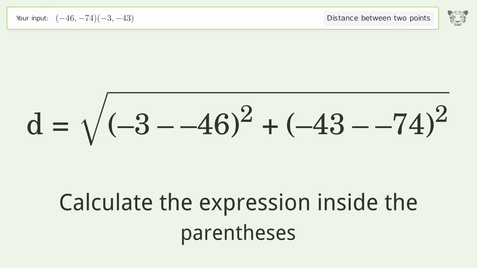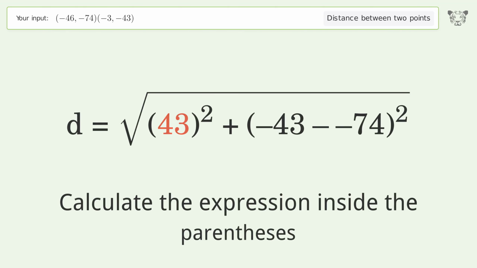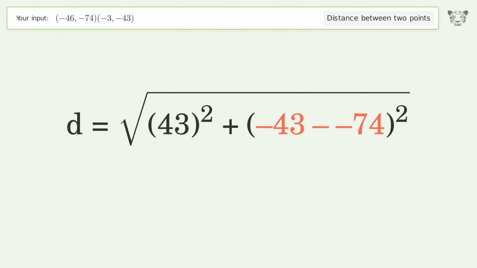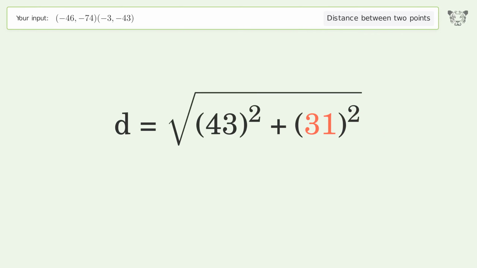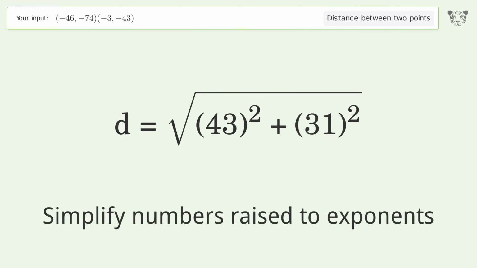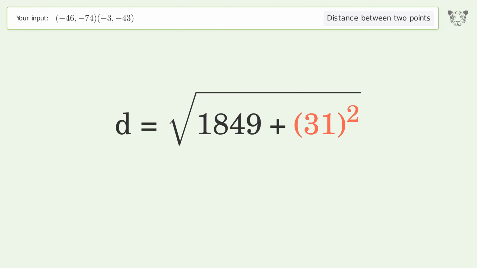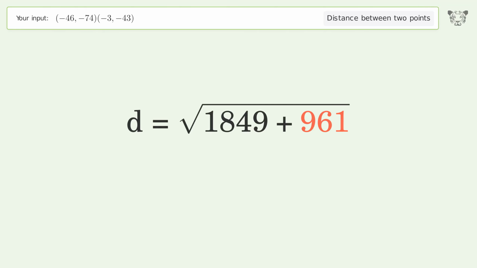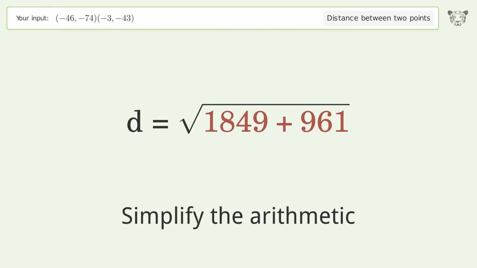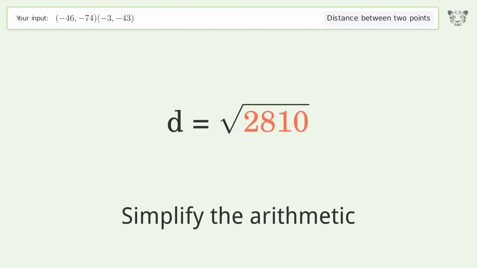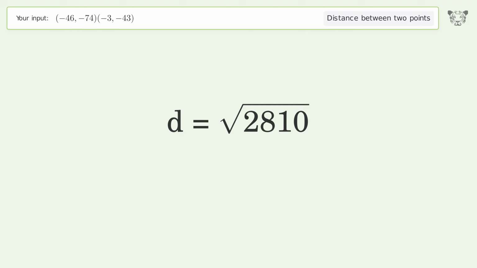Calculate the expression inside the parentheses. Simplify numbers raised to exponents. Simplify the arithmetic. And so the distance between the 2 points is the square root of 2,810 or 53.009.